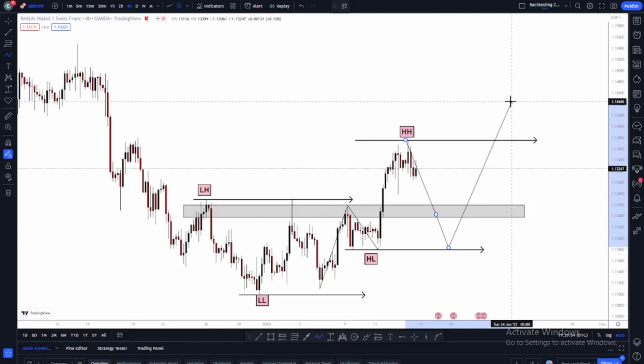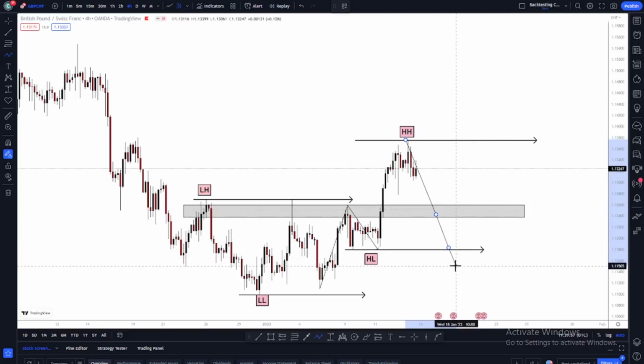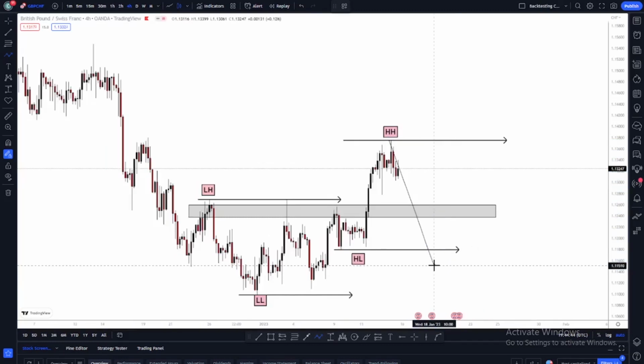But in case price closes below that zone, it means price has gone from bullish to bearish. It means you are now bearish. So if price closes below the higher low, all you expect price to do is to retest this higher low as a resistance and continue back to the downside. So these are the possible setups we should expect price to do coming next week. Do you get me? Good.